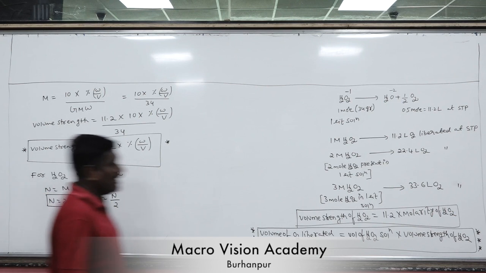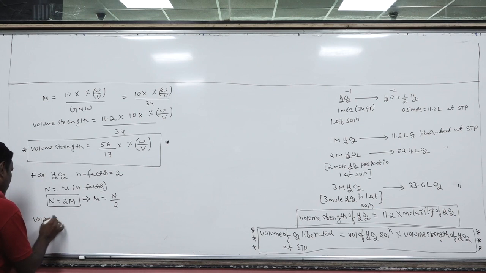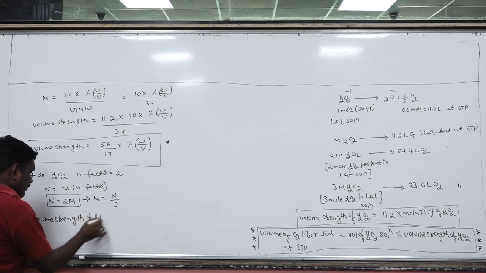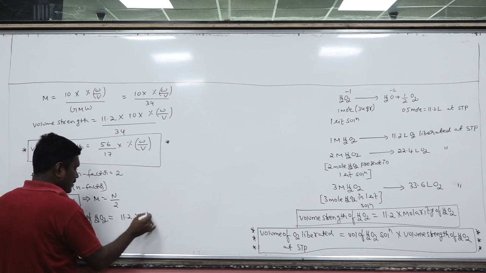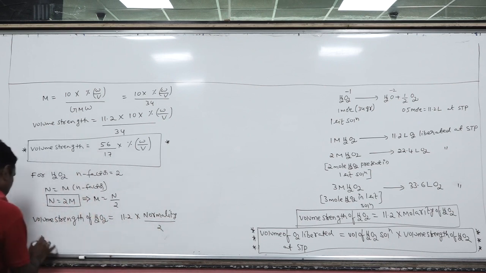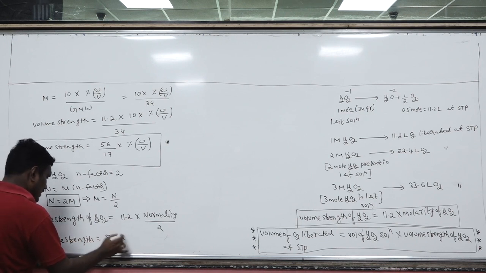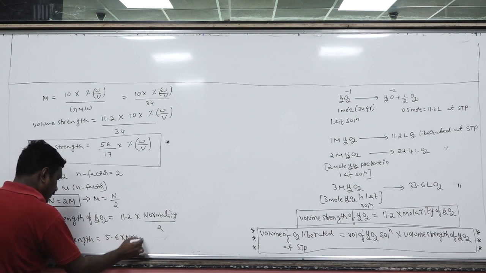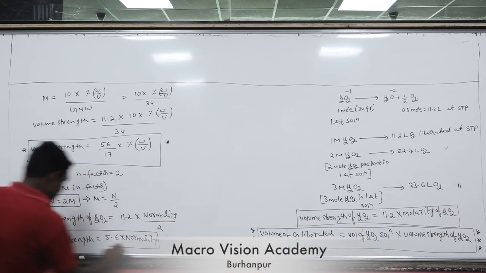So by replacing this molarity term here, shall I write the volume strength of H2O2? Volume strength of H2O2 will be equal to 11.2 into normality divided by 2. So volume strength of H2O2 is equal to 5.6 into normality. So this is the volume strength and normality relation.